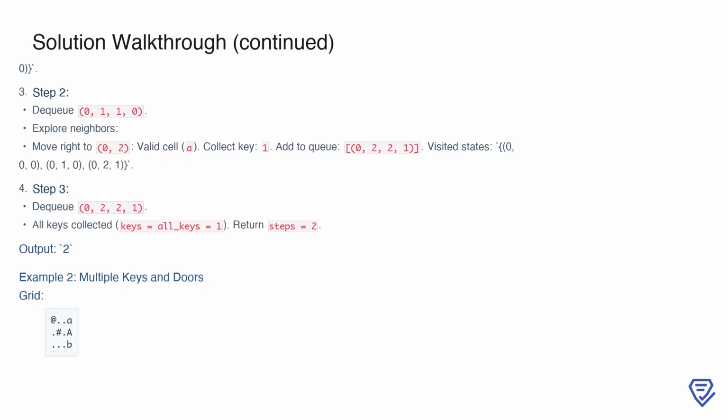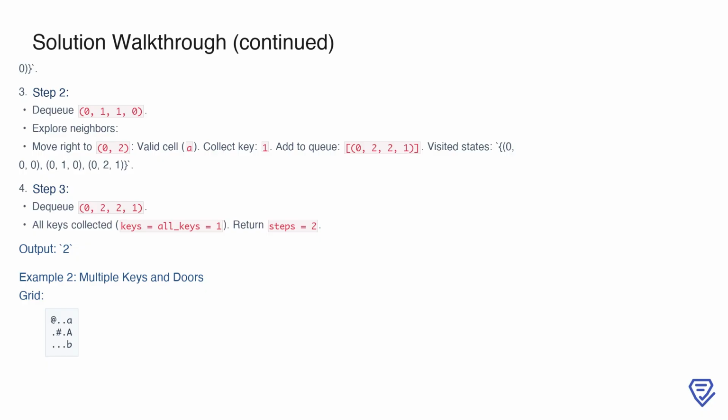Next, we dequeue 0, 1, 1, 0 and explore its neighbors. Moving right again to position 0, 2 is valid, and since this cell contains the key, we pick it up. This updates our collected keys to 1, which is represented in binary as 1. We add the new state 0, 2, 2, 1 to the queue, marking it as visited.